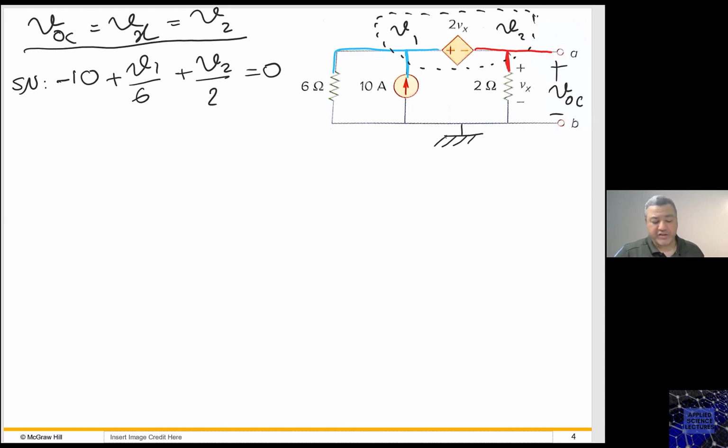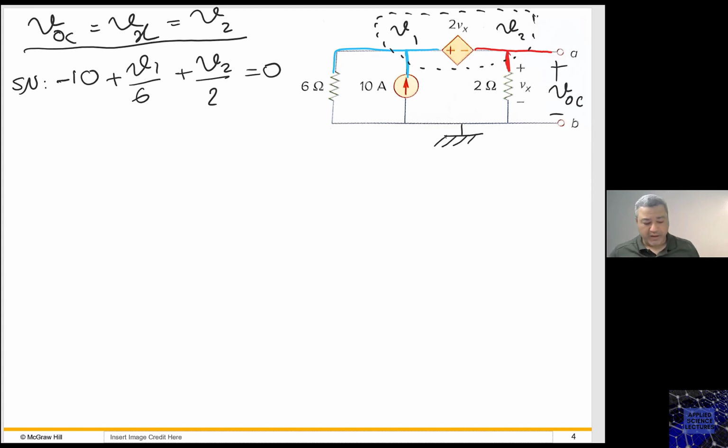So what do you think the relationship between V1, V2, and my dependent source is? Can you tell me? Please participate. Feel free to participate the way you want. Making mistakes here is actually an excellent way to avoid making mistakes in the exam. So if you don't want to talk, you can type in and I can read your answer. V1 minus V2 is 2Vx.